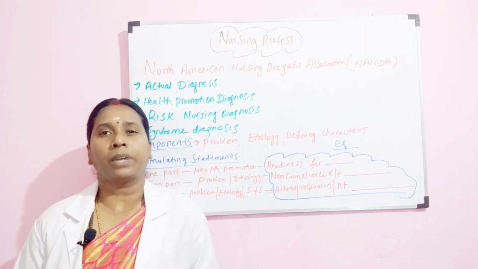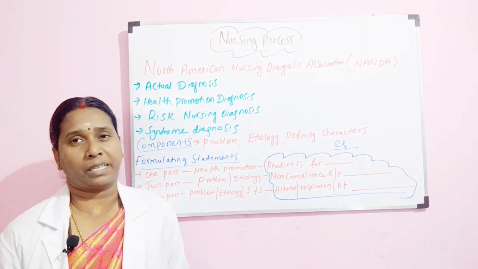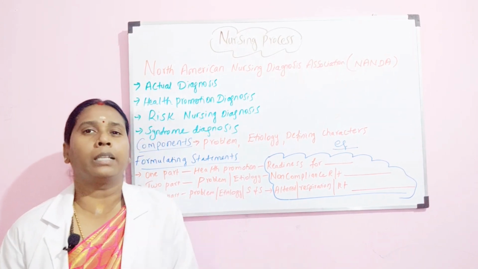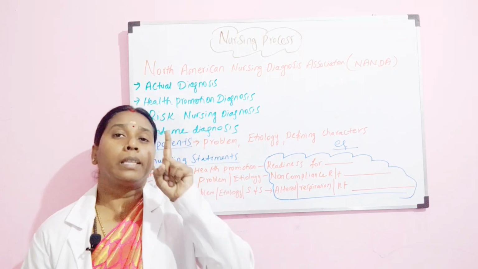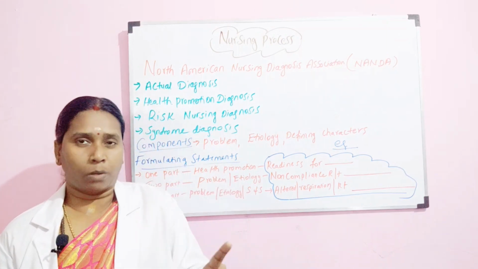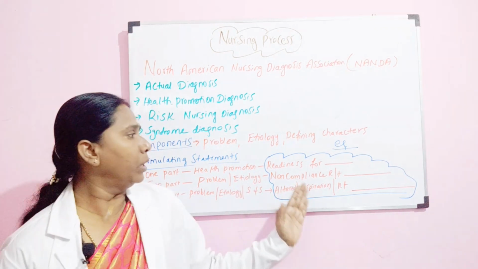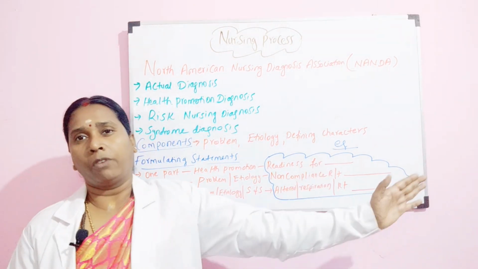All these factors will come for health promotion aspects. Okay, so you will not have problems. So at that time you cannot have the other parts. So only one will be there, that is your one part problem. Okay, one part statement, you have health promotion. So for example, you have readiness for, you have to formulate like that.